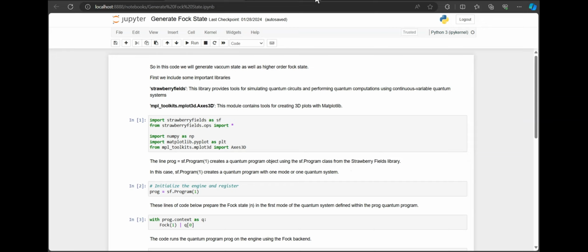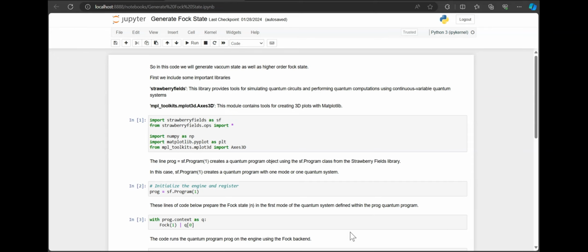Let us now learn how to generate Fock states using the Strawberry Fields platform. Fock states are also called the number states. So in this code, we will generate first of all the vacuum state and other higher order Fock states, and then also plot the Wigner distribution.